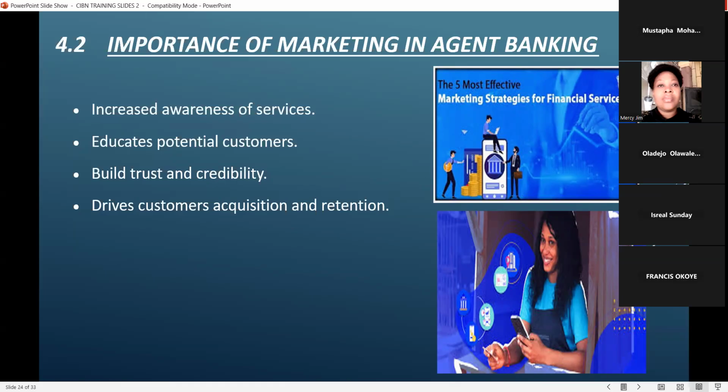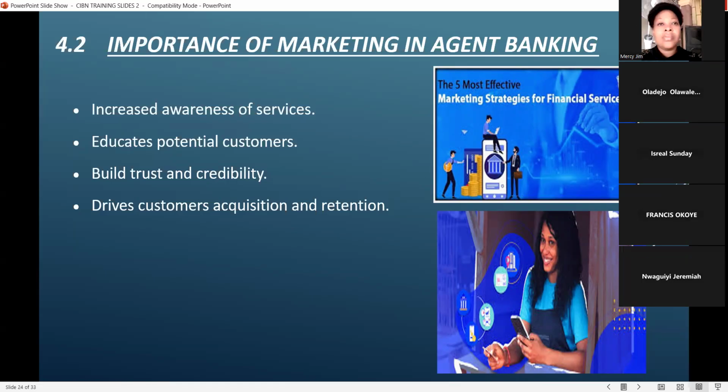You are finding a way to win them. You are building trust and credibility because they believe that if a person can be an agent of a bank, he or she must have gone through rigorous training. And for him to be the face of the bank, he can be trusted. Also, it drives customer acquisition and retention.